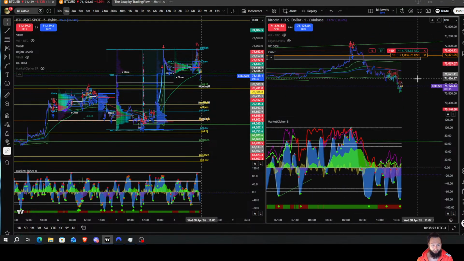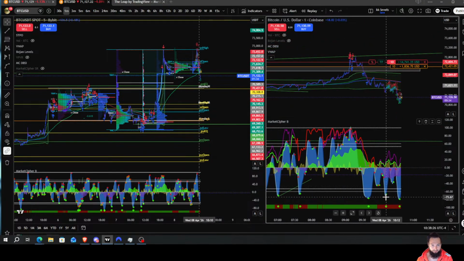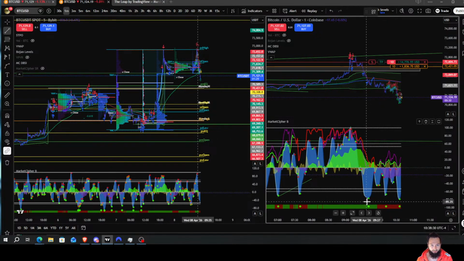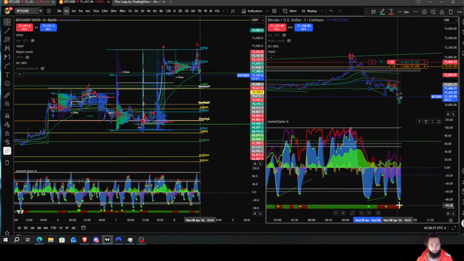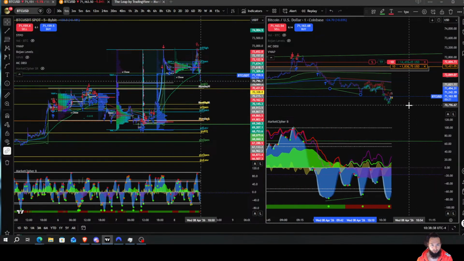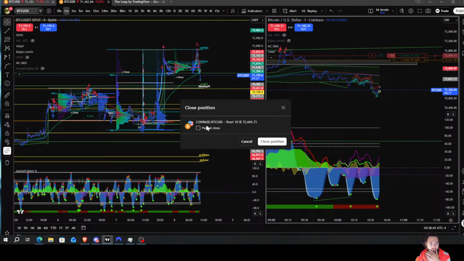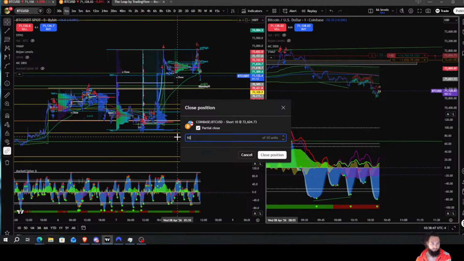I do not yet see bullish divs except for right here. They are very, very slight. While we're getting this big anchor wave. So I'm going to show y'all now how to take profits off. You come to your close position. Now I don't want to close the whole position, right? I just want to close partial of the position.